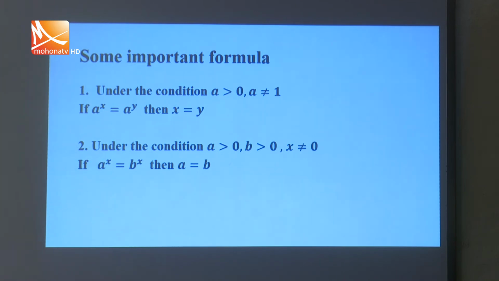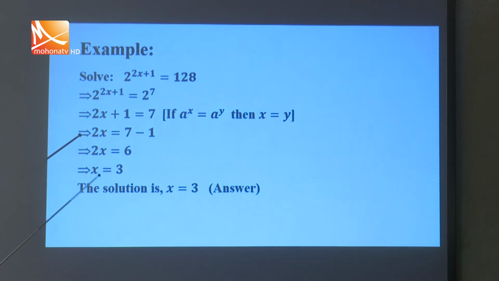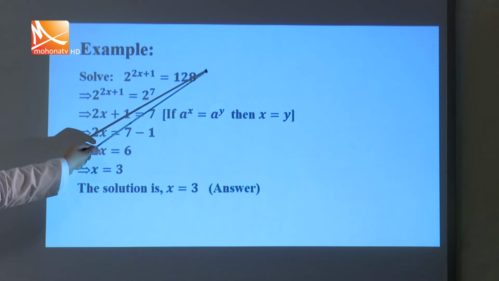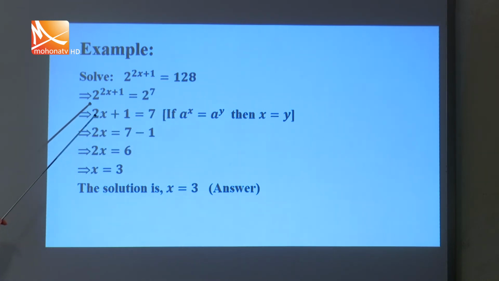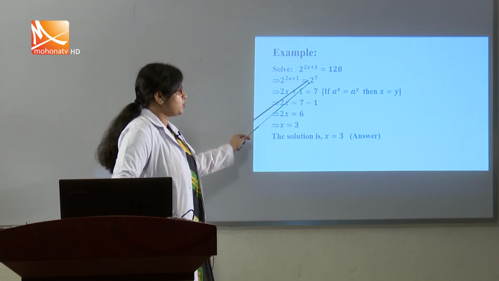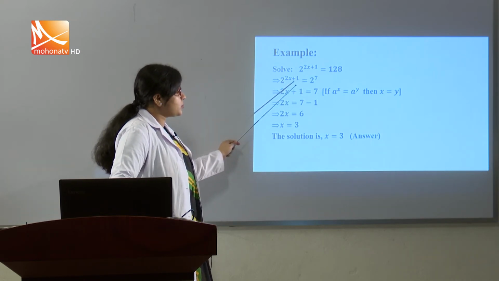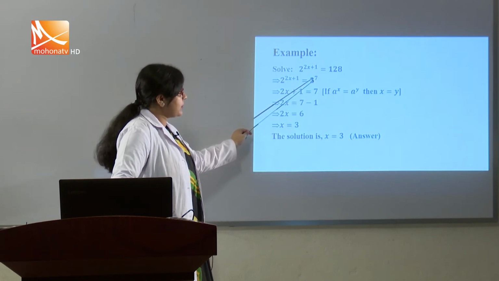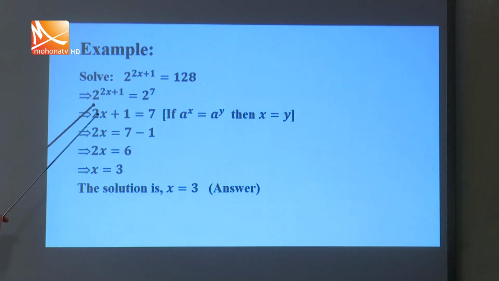Let's see an example related to this. Solve 2 to the power 2x plus 1 equal to 128. On our right hand side we have 128, and we can express 128 as 2 to the power 7. See, bases are equal here, here is also 2, here is also 2. That means we can remove them, so our powers will be equal. So 2x plus 1 equal to 7, right? And 2x equal to 7 minus 1 by applying the transposition law, and 7 minus 1 gives you 6, and by dividing both sides by 2 you will get 3. The solution of this math is x equal to 3.